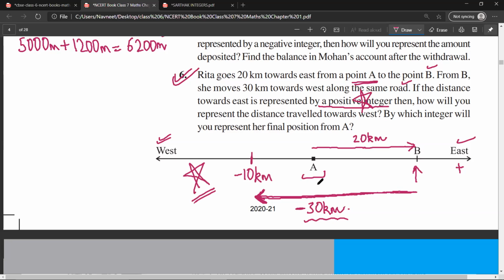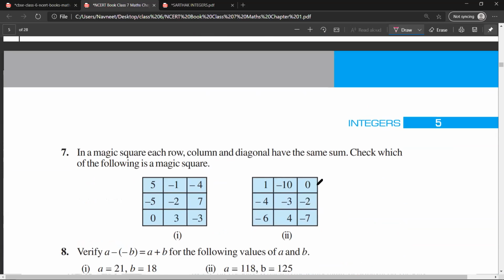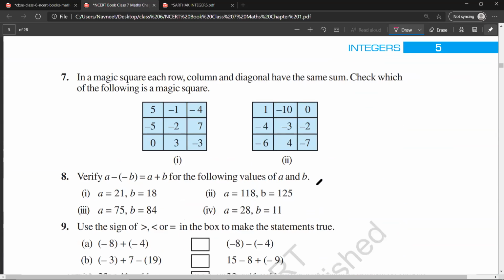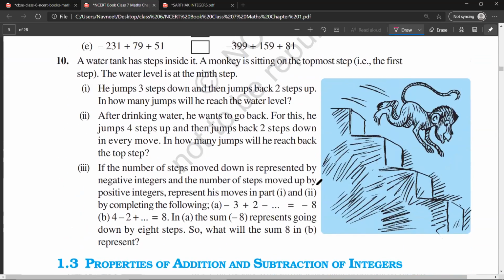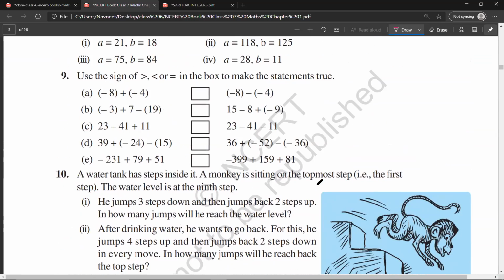Is there still any confusion, Mr. Sarthak? No, sir. Okay, I'll send you a few more questions. Try to do them also. Yes, sir.